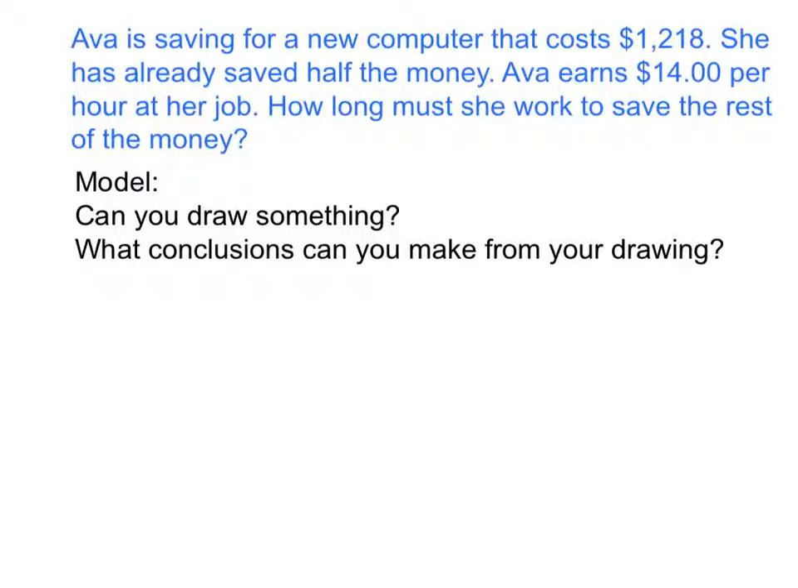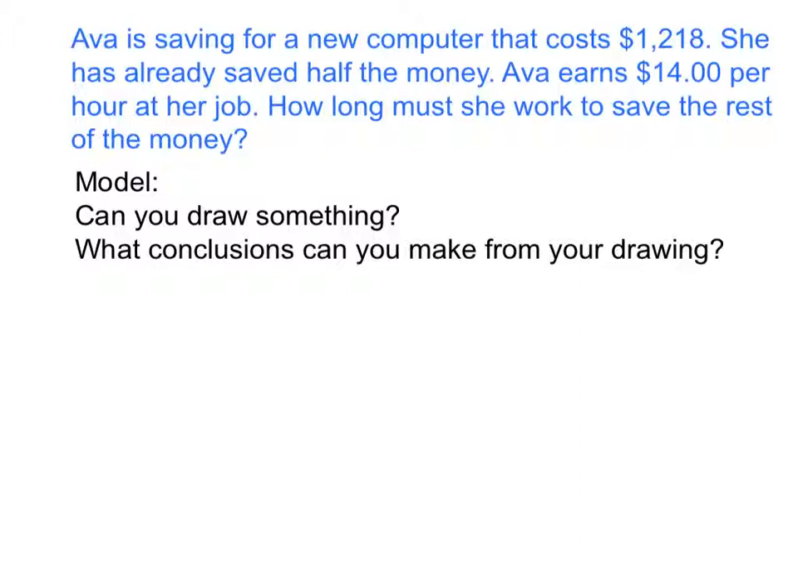So read with me here. Ava is saving for a new computer that costs $1,218. She has already saved half the money. Ava earns $14 per hour at her job. How long must she work to save the rest of the money?